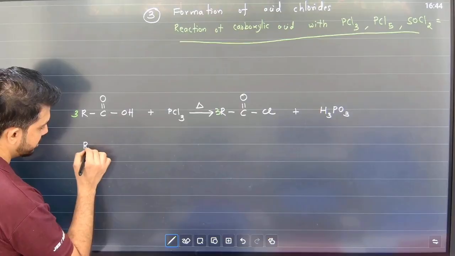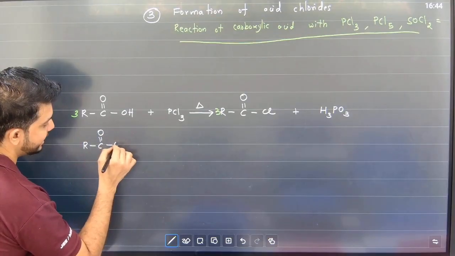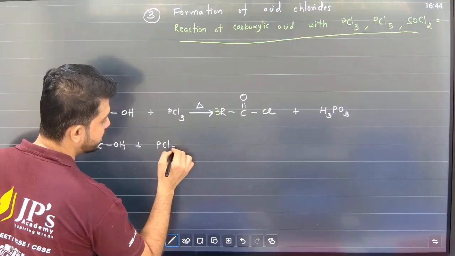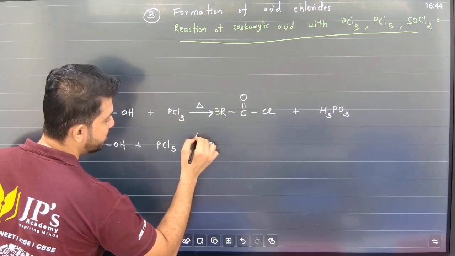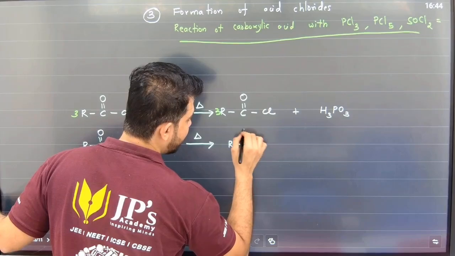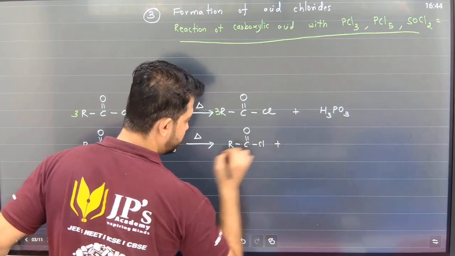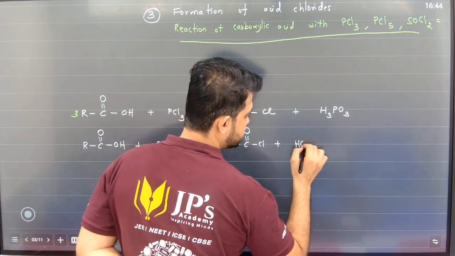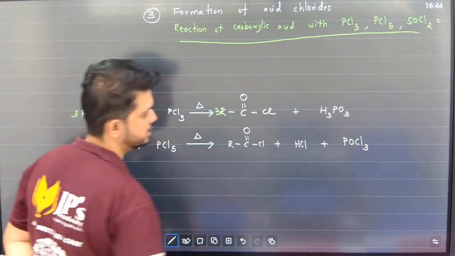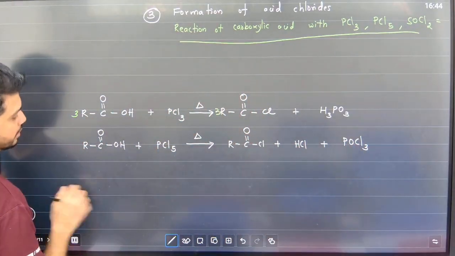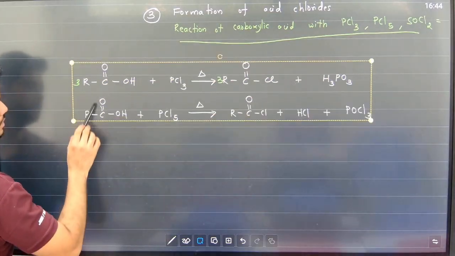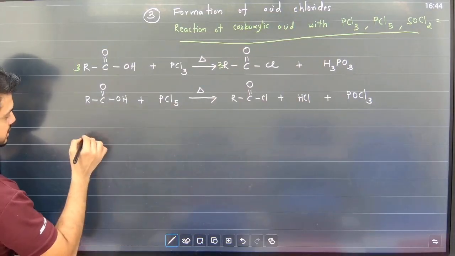Next, carboxylic acid plus phosphorus. Instead of phosphorus trichloride, we have phosphorus pentachloride. Exactly the same product, acid chloride, plus we have HCl and phosphorus oxychloride. Reaction is already balanced.